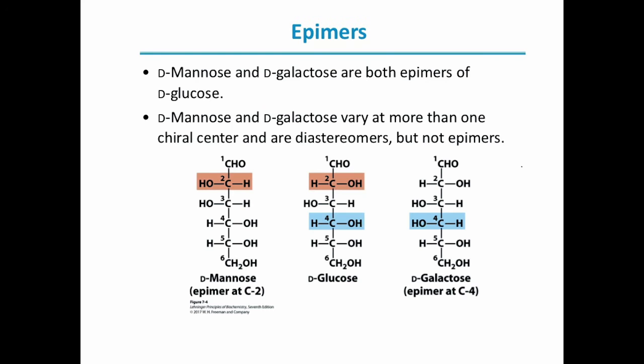So here are some more examples of epimers. If we look at D-glucose, D-galactose is the epimer of D-glucose, where the difference is shaded in blue here. It only differs at carbon 4. And then D-mannose is an epimer of D-glucose, and it differs in the configuration at carbon 2. But if you look at the relationship between mannose and galactose, they differ at more than 1 carbon, so they are diastereomers but not epimers.